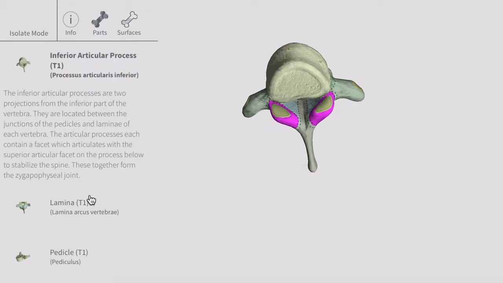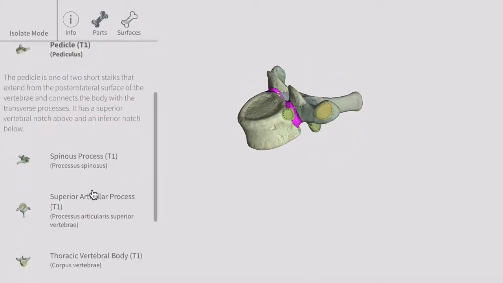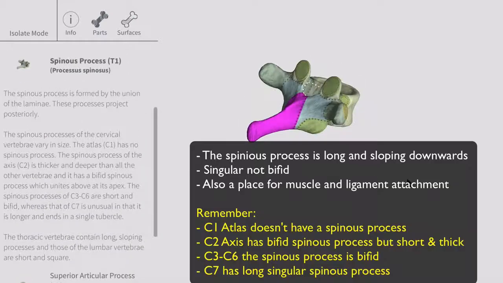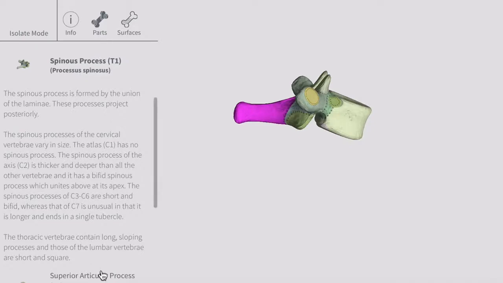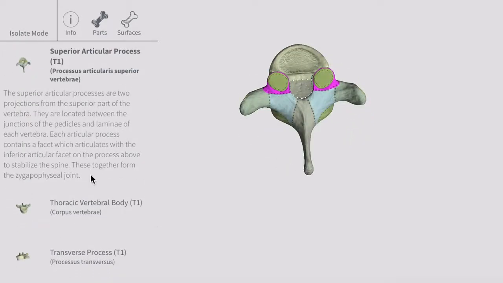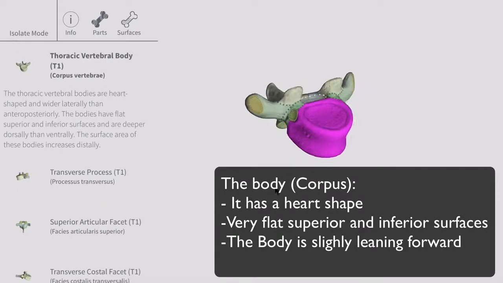So the different parts: we're going to start off with the lamina. You've got the pedicle. I'm not going to go through these because you've been through them previously. You've got the spinous process. Remember, the C1 atlas does not have a spinous process. The C2 has a bifid one. C7 has a longer spinous process. And this one has a spinous process which is long and sloping downwards. That's the key information. Then you have the body, which is heart-shaped, with very flat superior and inferior surfaces.